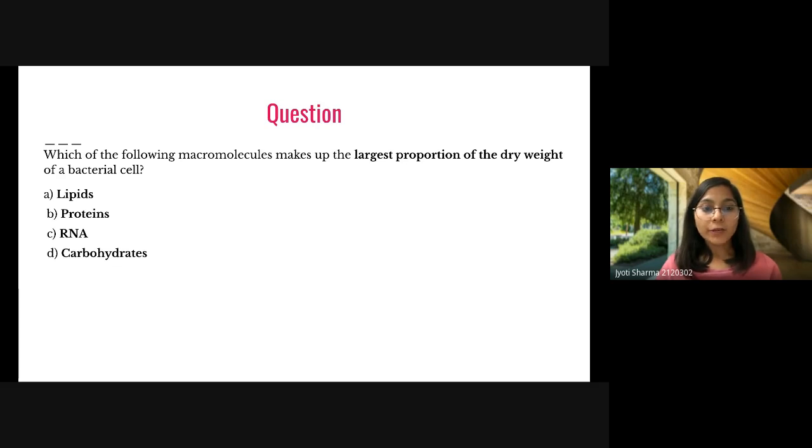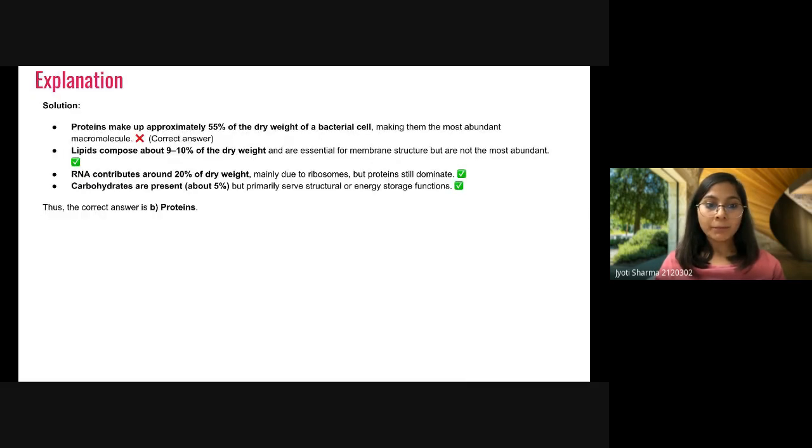Okay, which of the following macromolecules makes up the largest proportion of the dry weight of the bacterial cell? Lipid, protein, RNA, carbohydrate. So this is protein. Protein makes up approximately 55% of the dry weight of the bacterial cell. Lipid is 9 to 10, RNA is 20, and carbohydrate is 5. So this is protein.